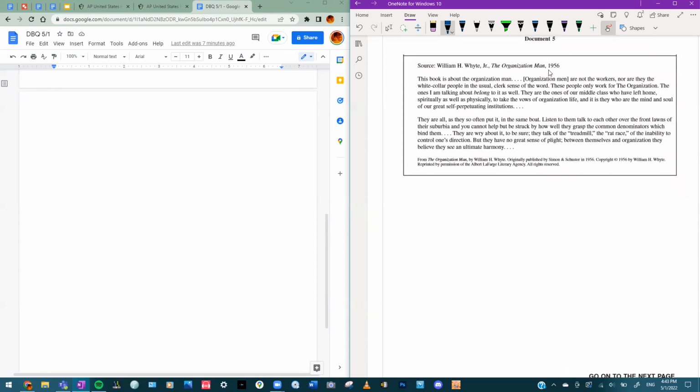Don't know who that is, but at least we see it's in 1956. Okay. This book is about the organization man. Organization men are not the workers, nor are they the white collar people in the usual clerk sense. They work for the organization. This thing seems a little bit confusing. Let's see, what is it trying to say? They are all, as they so often put it, in the same boat. Listen to them talk to each other over front lawns in their suburbia.